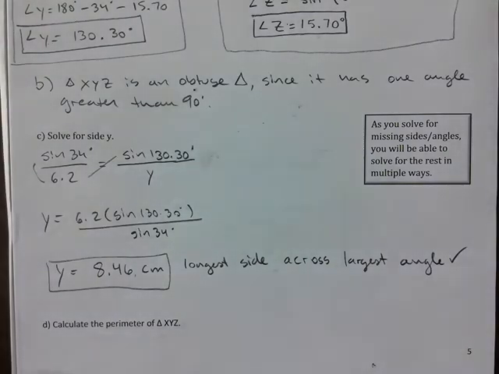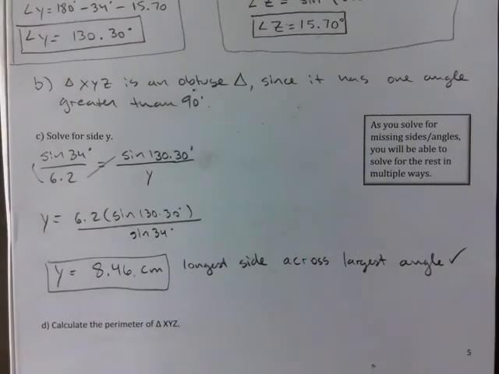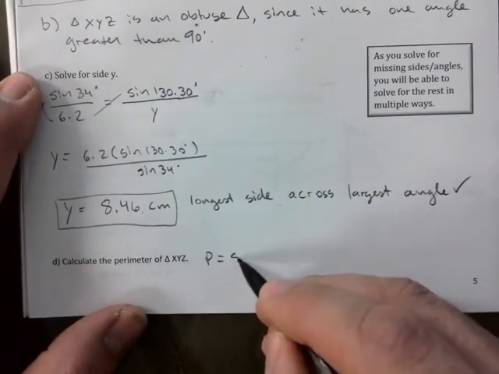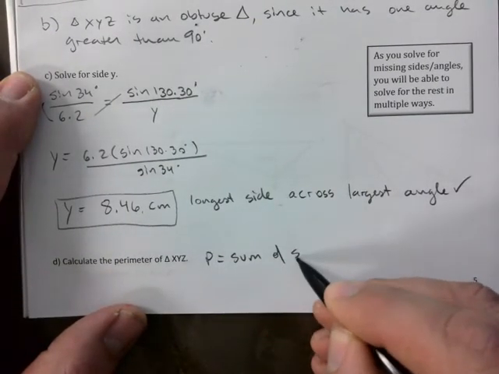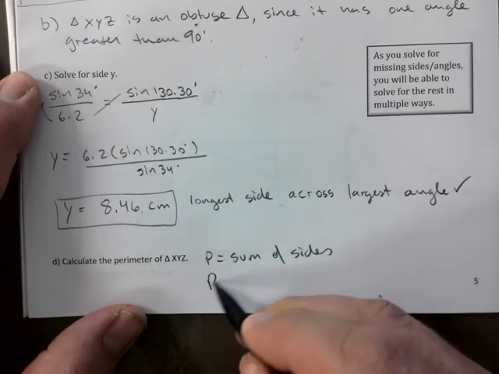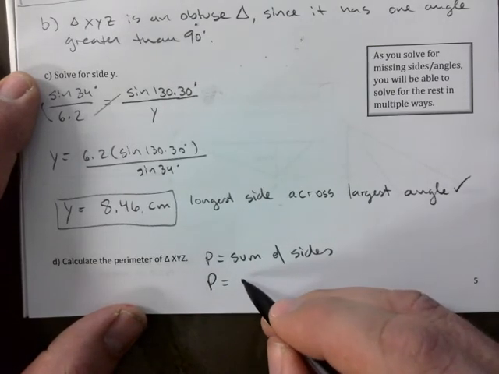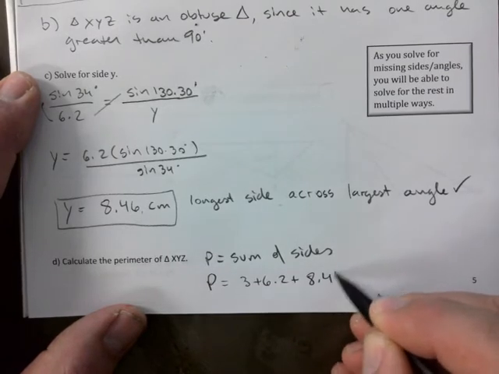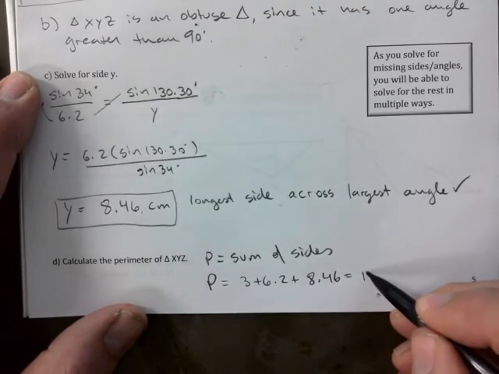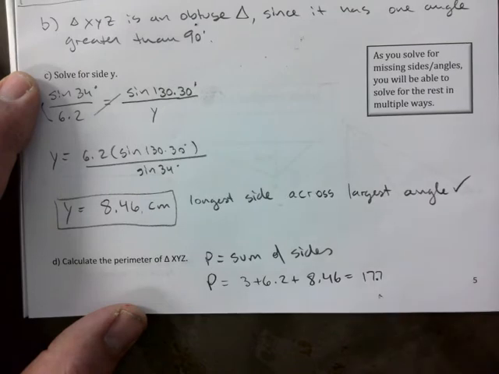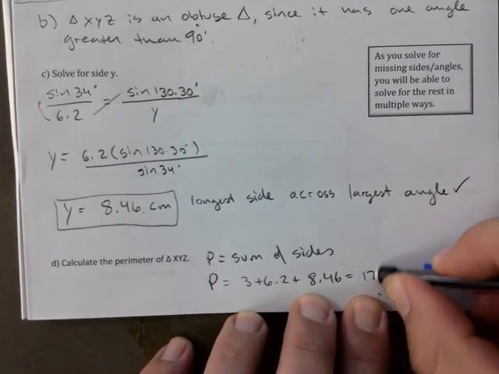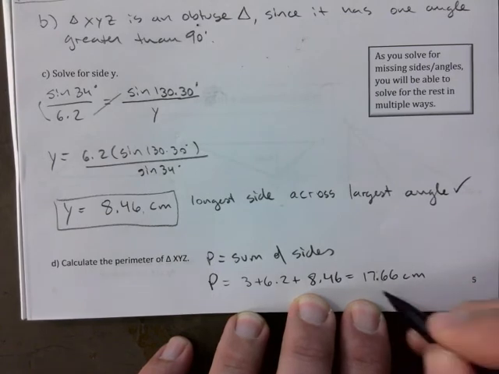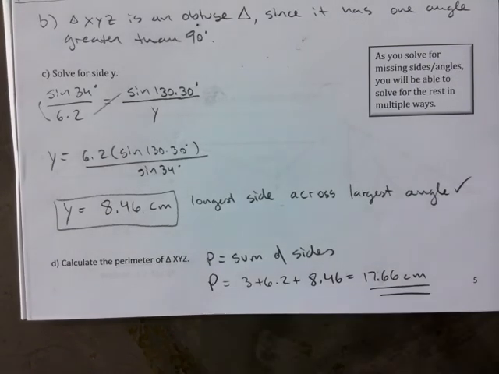What's the perimeter of XYZ? Perimeter is just the sum of sides. Okay. And so we'll just go 3 plus 6.2 plus 8.46, because this does show up from time to time. 17.66. We are in centimeters. There you have it.